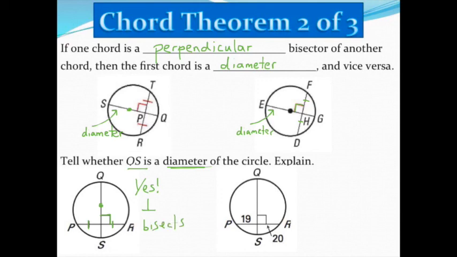In the next example, I can see again that I do have a perpendicular segment. However, this chord is not bisected. One piece is 19 and one piece is 20, so it's not cut evenly in half, which means no, QS is not going to be a diameter, and it doesn't bisect the chord.